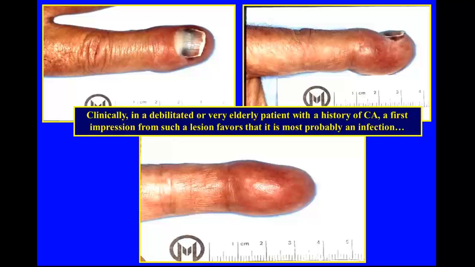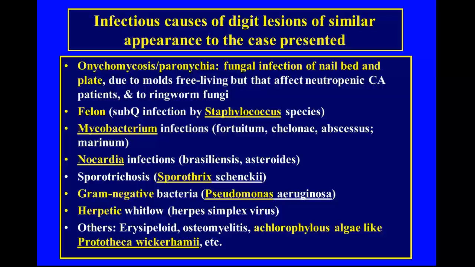So clinically, in a debilitated, very elderly patient with a history of cancer, a first impression from such a lesion logically could favor that it's probably an infection. And it could be many things, and you could expand on this list. My limited list would include onychomycosis or paronychia, fungal infections, a felon by staph as a sub-Q infection, the mycobacteria, particularly the rapid growers, fortuitum, chelonae, abscessus, with the fish tank granuloma, marinum, Nocardia, brasiliensis, asteroides, several of the new species also, sporotrichosis, Pseudomonas, amongst other gram-negatives, herpetic whitlow, even some of the chlorophyllous algae, like Prototheca, have been published to produce lesions like this rarely. And the list could go on.